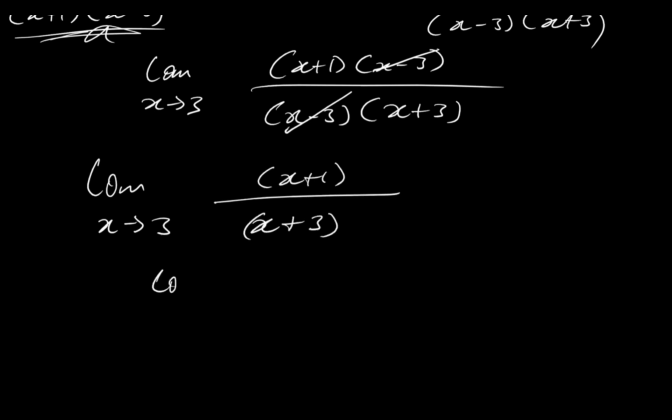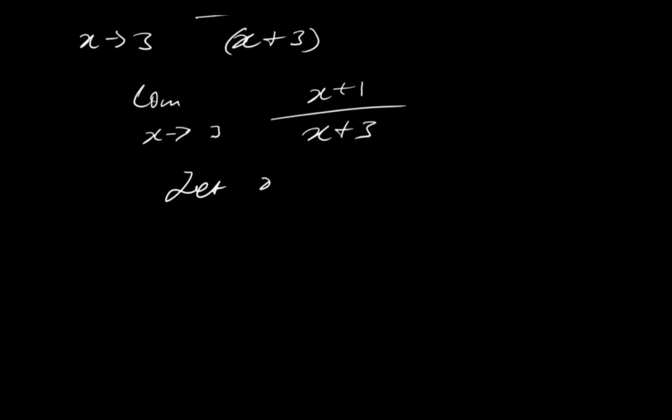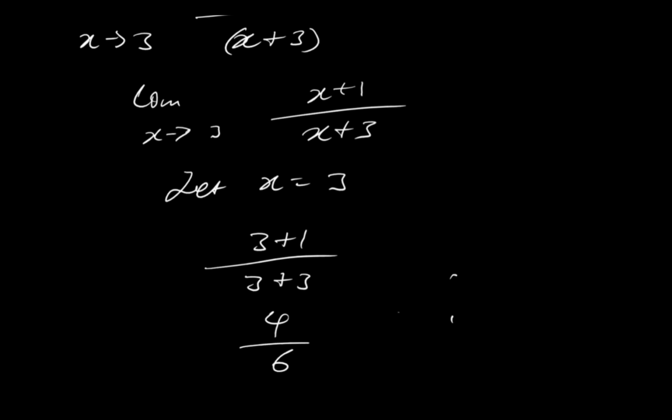So it's the limit as x approaches 3 of x plus 1 over x plus 3. Then all I have to do is try and plug in. So we let x equal 3. We have 3 plus 1 over 3 plus 3. This will just give us 4 over 6. And our final answer will be what we get when we reduce this. 2 goes into 4 two times, and 2 goes into 6 three times. So our limit will be 2 over 3. As simple as that.